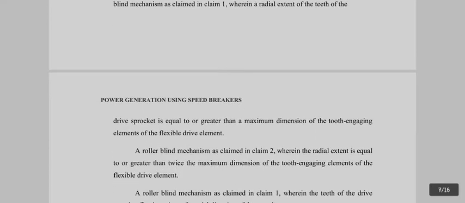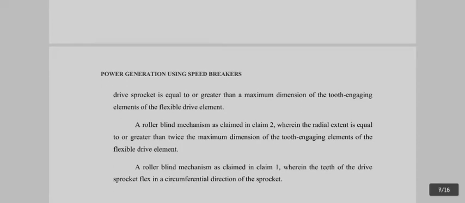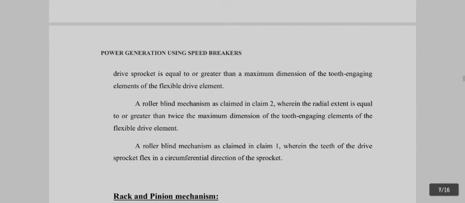A roller blind mechanism as claimed in claim 2, wherein the radial extent is equal to or greater than twice the maximum dimension of the tooth engaging elements of the flexible drive element. A roller blind mechanism as claimed in claim 1, wherein the teeth of the drive sprocket are flexible in the circumferential direction of the sprocket.